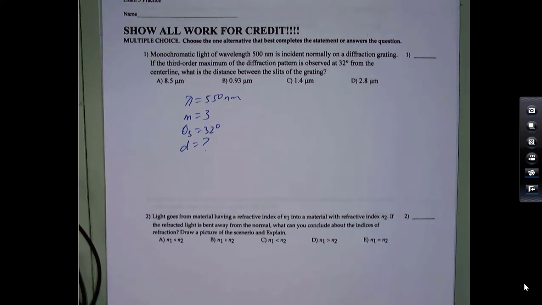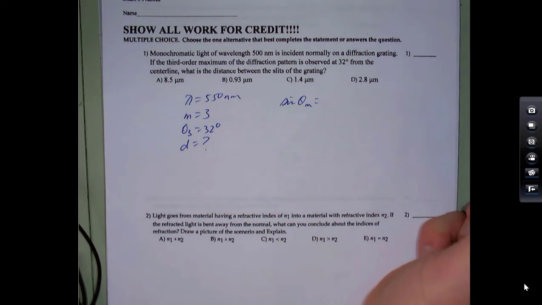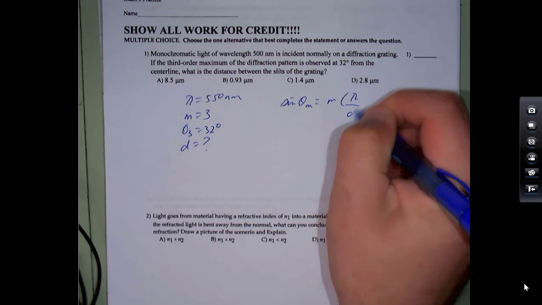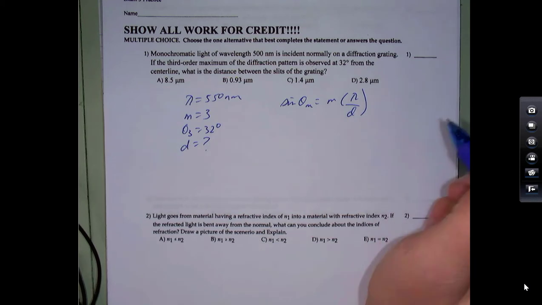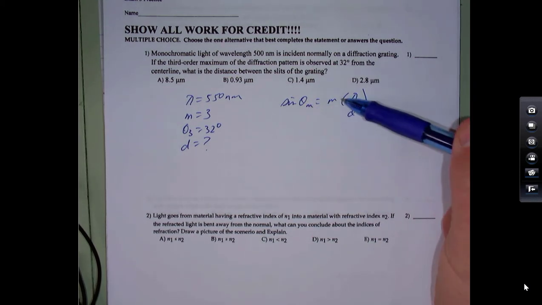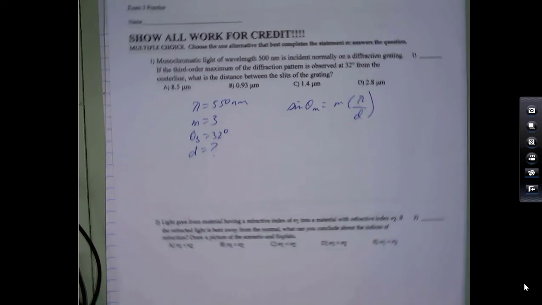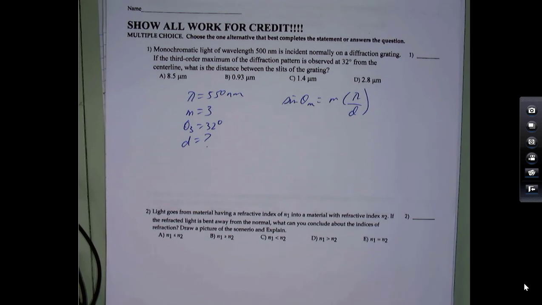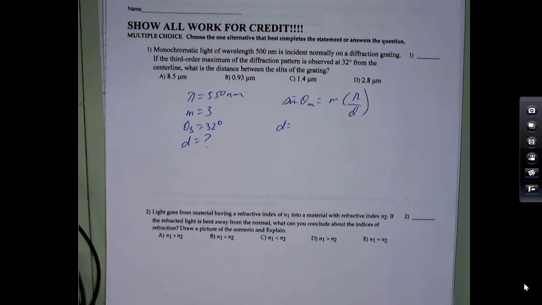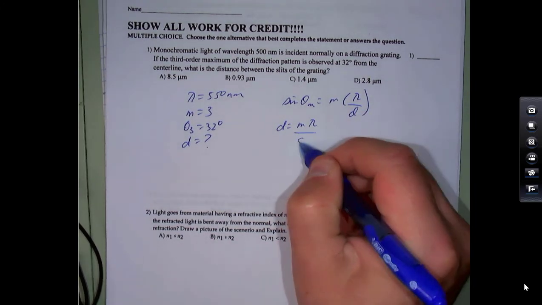Thinking back to Chapter 17, sine of theta m, this is the physics part of the whole equation, is m wavelength divided by d. We can use that to solve this problem because they give you the angle, they give you the order, and the wavelength is given. We just have to figure out this value of d. I'll draw a little picture in just a minute, but to solve this problem, d is equal to m wavelength divided by the sine of theta m.